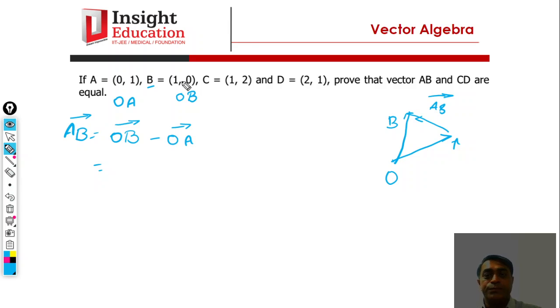So OB is (1,0) minus OA, that is (0,1). So I can say 1 minus 0 is 1, 0 minus 1 is minus 1. Or I can write 1i minus 1j.